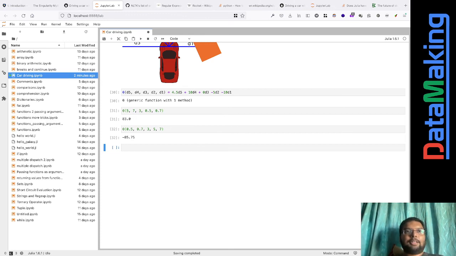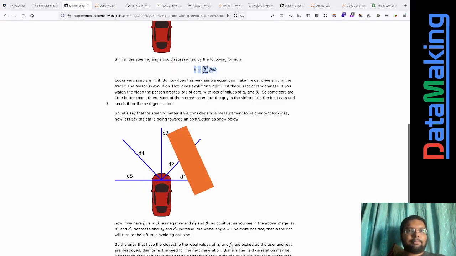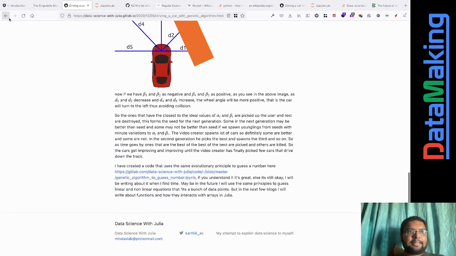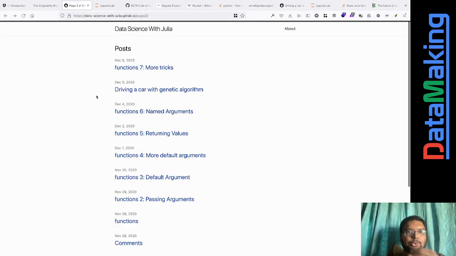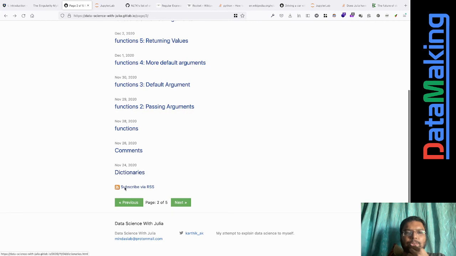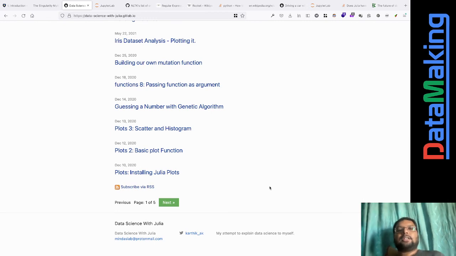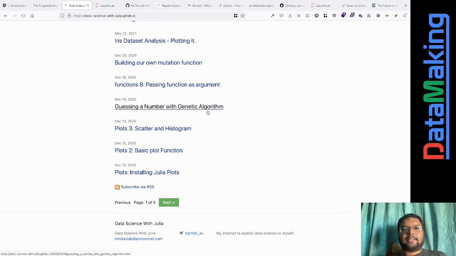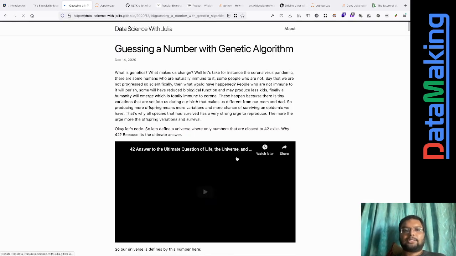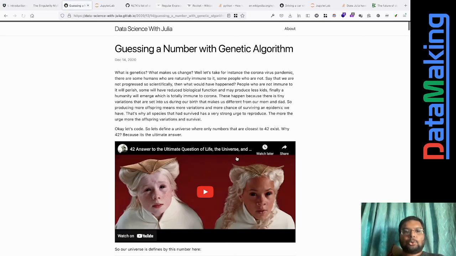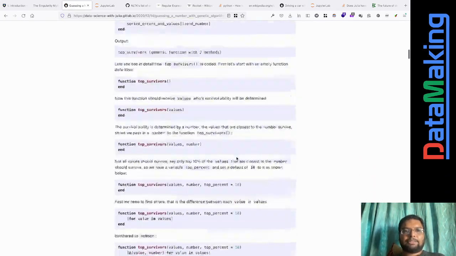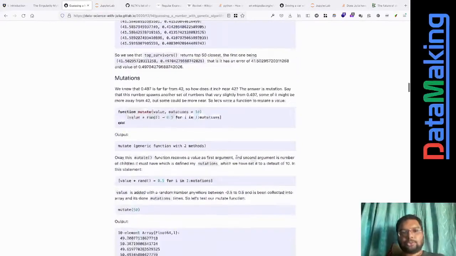But we'll be writing a program where we'll be guessing a number with a genetic algorithm. And then I'll also do something like guessing a line. We'll have some data points and try to fit a curve to them, like a straight line, mx plus c. So this is guessing a number with a genetic algorithm. This I'm just going to teach you.